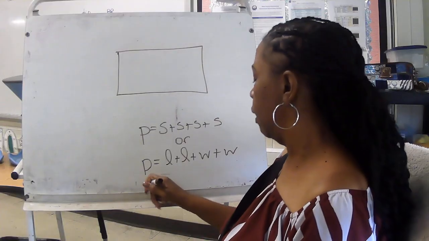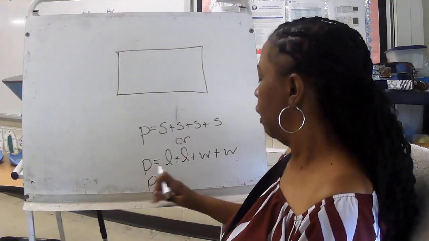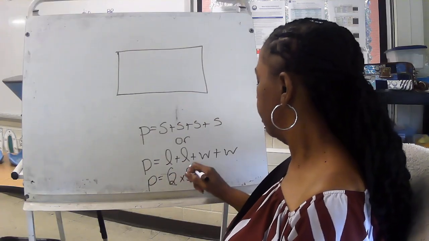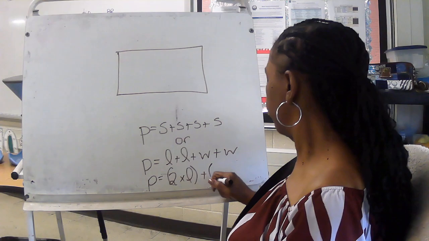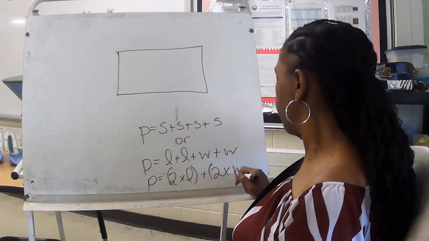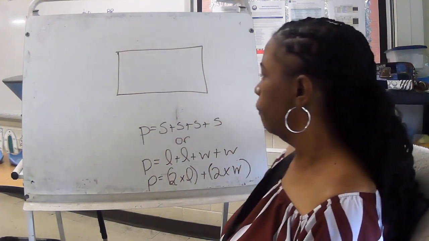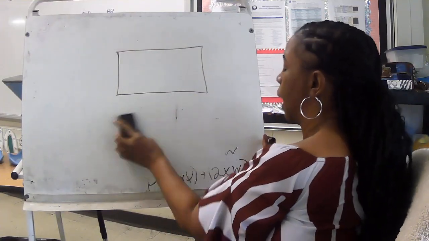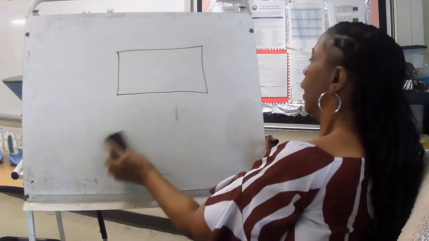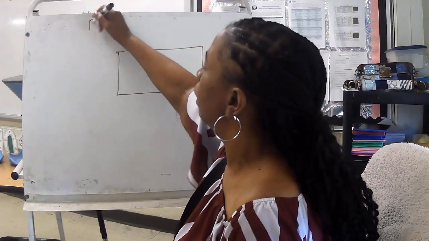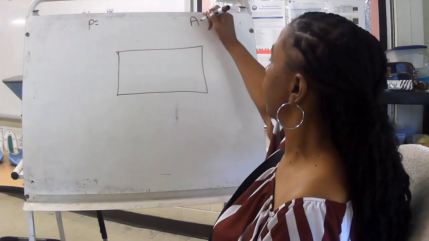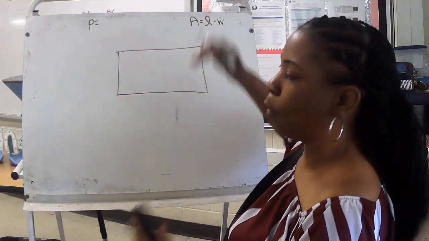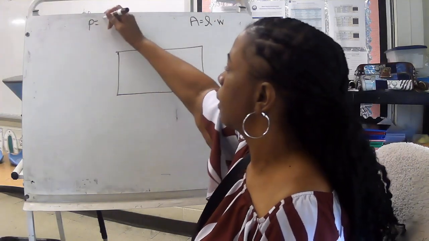And some of my advanced students, we even did the formula 2 times length plus 2 times width. Okay? So in other words, you're still adding up what? All the sides. You're adding up all the sides. And we know area, let me put it up top. And we know area is length, which is the long side, times the width, which is how wide or how short the other side is.